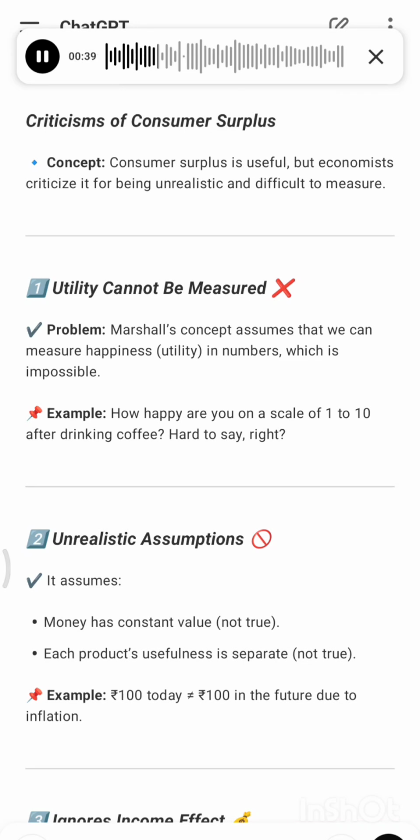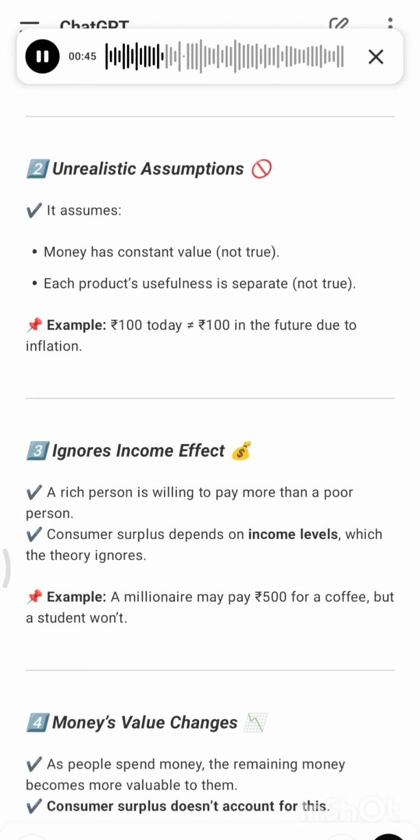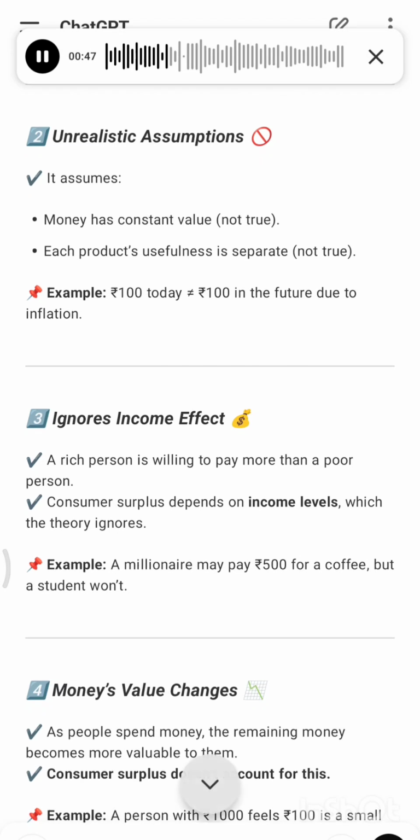Example, 100 today is not the same as 100 in the future due to inflation. 3. Ignores income effect. A rich person is willing to pay more than a poor person. Consumer surplus depends on income levels, which the theory ignores. Example, a millionaire may pay $500 for a coffee, but a student won't.